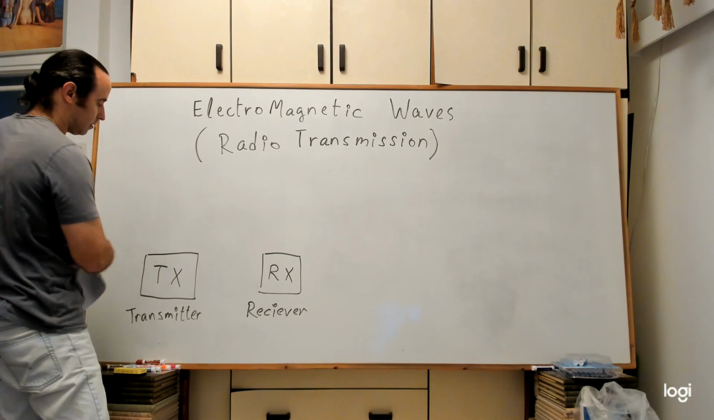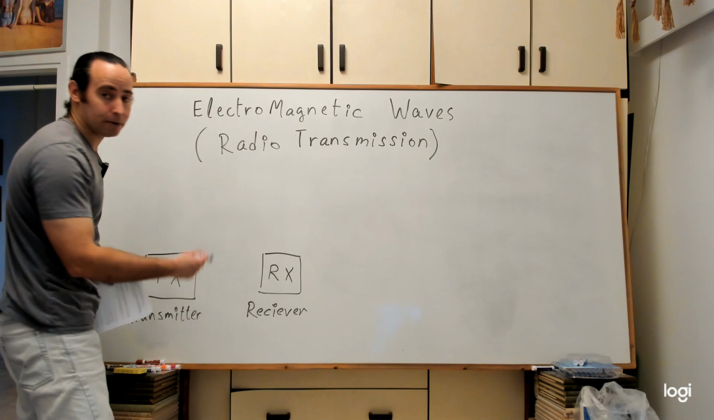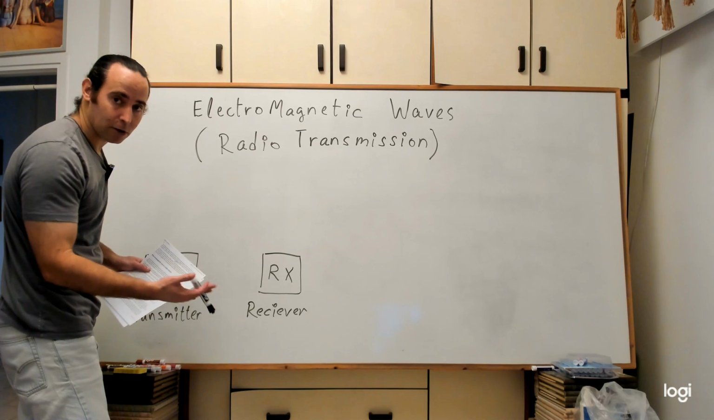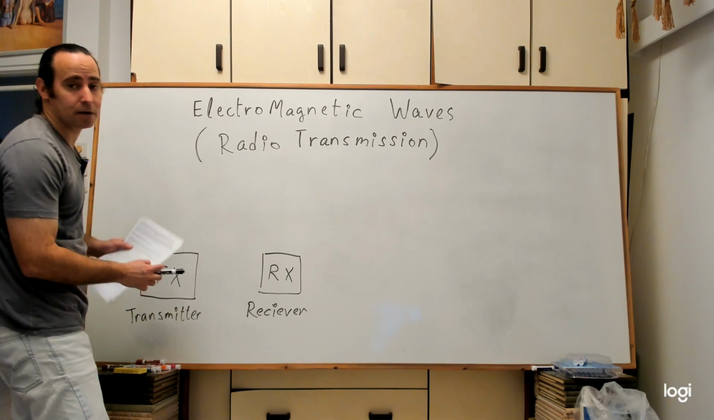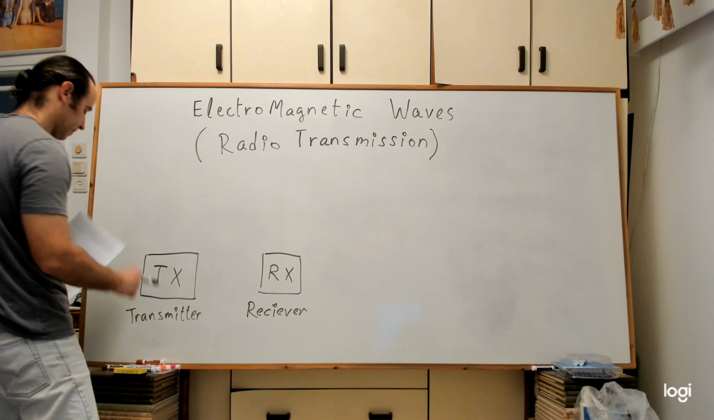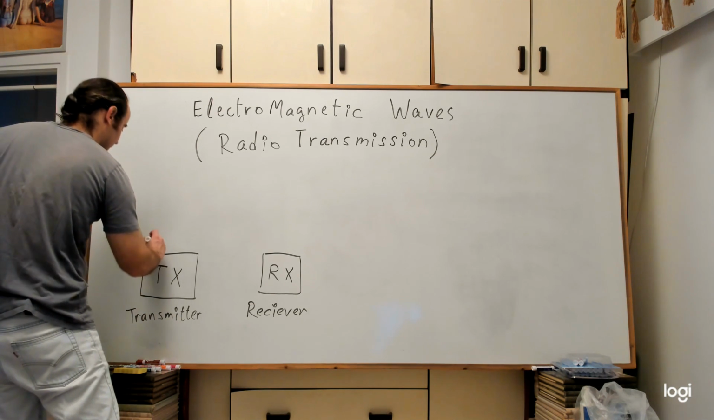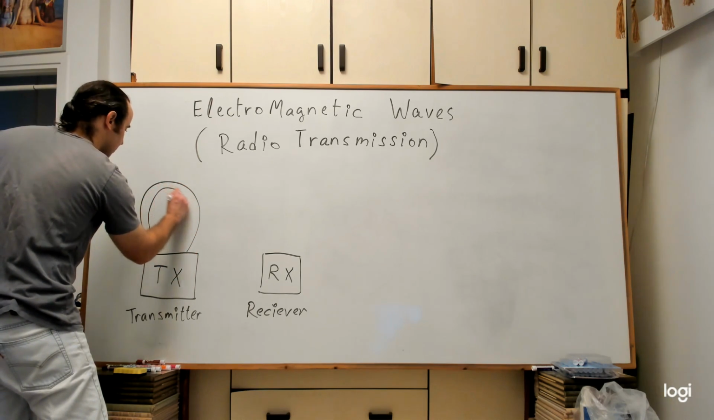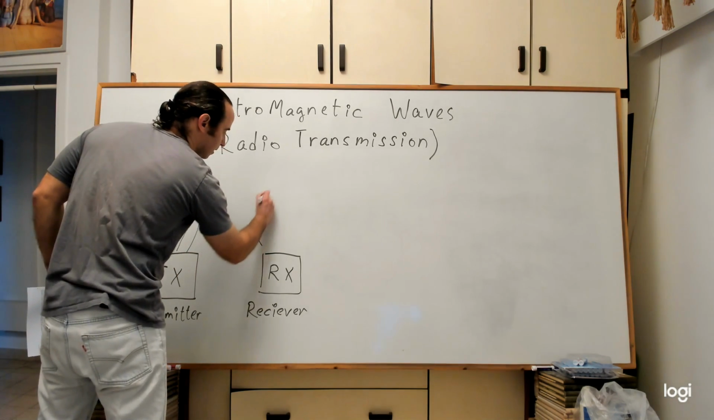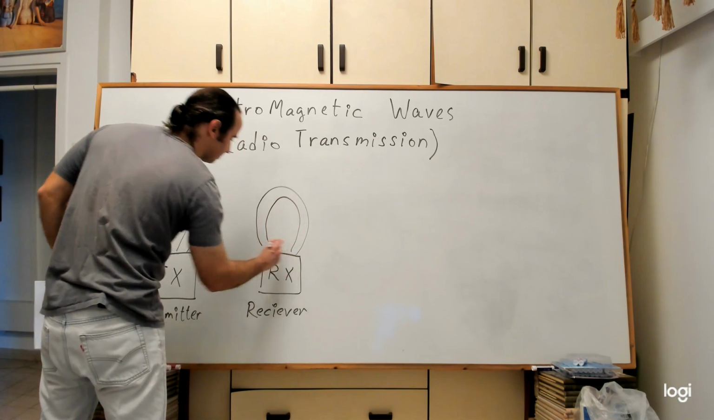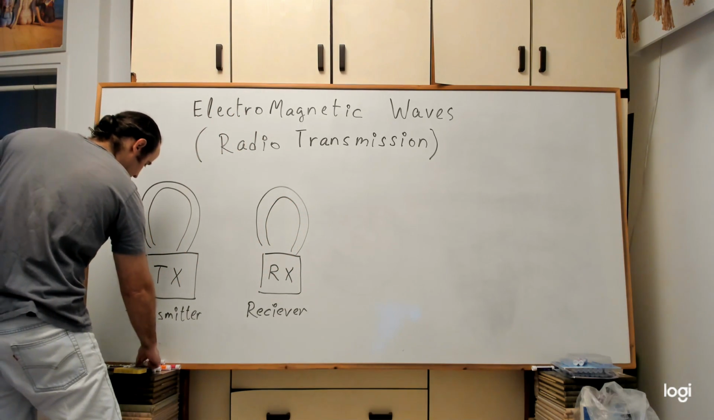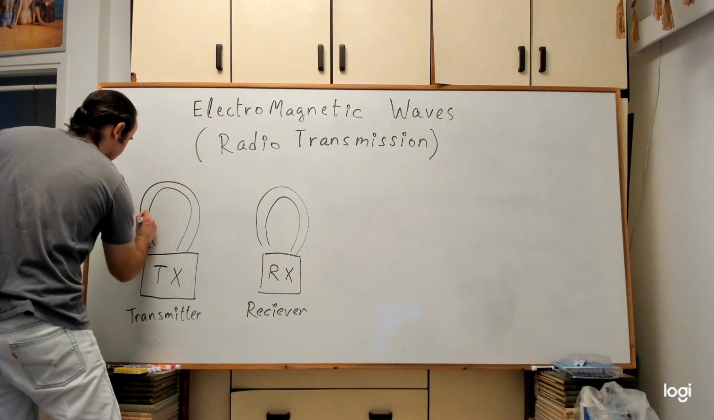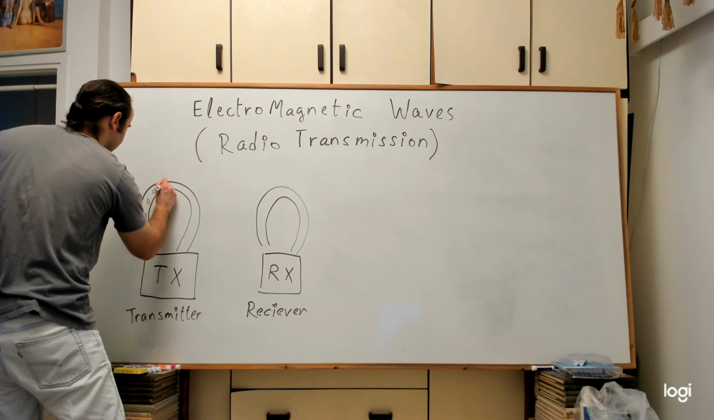Let's say this is the radio station, and this is the radio, your personal radio transistor in your home, that you listen to the news or music or whatever. So these have an antenna that is basically like this, and this has an antenna that is basically like this, and inside there are electrons. Okay, these are the electrons.